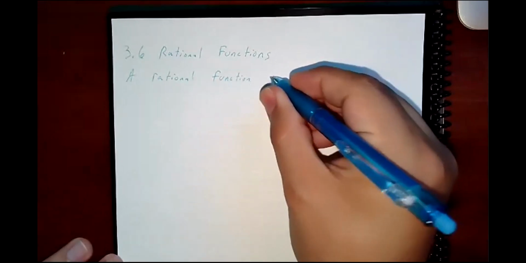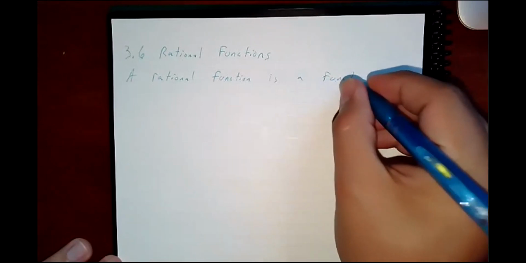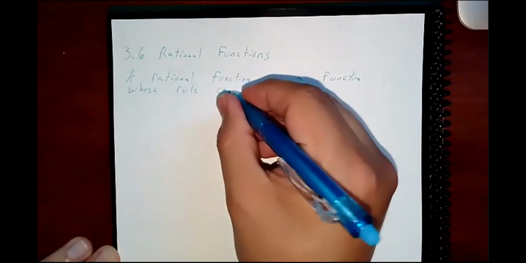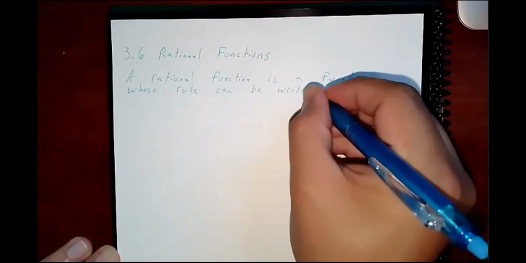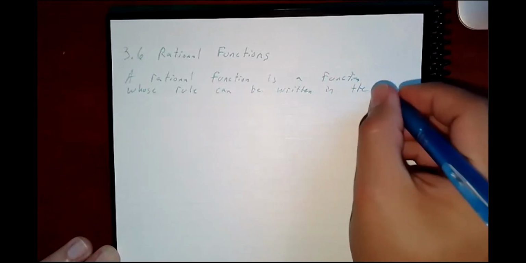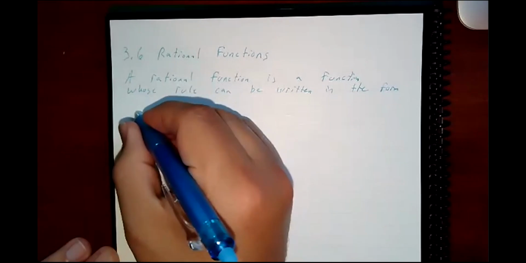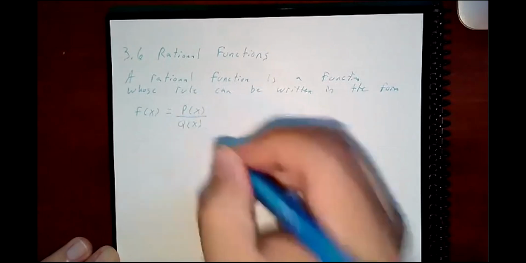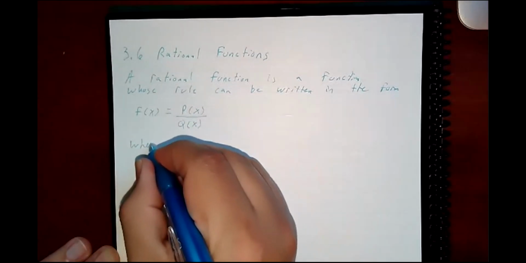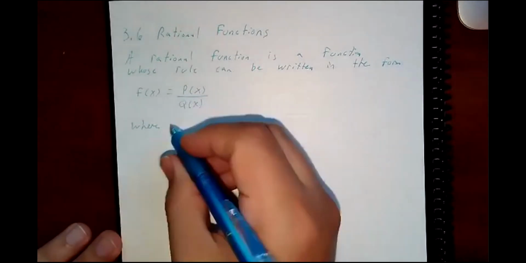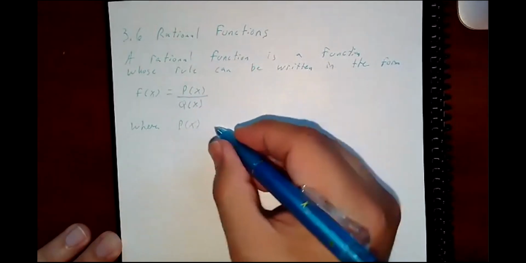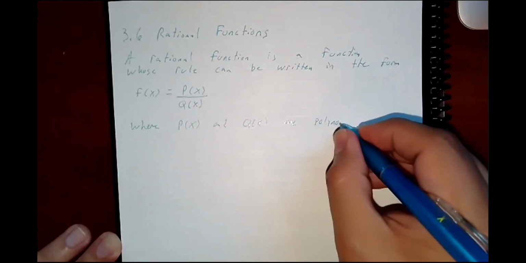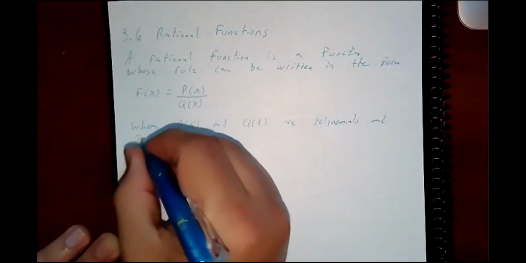A rational function is a function whose rule can be written in the form f of x equal to some p of x over some q of x, where p and q of x are polynomials and q of x cannot be 0.